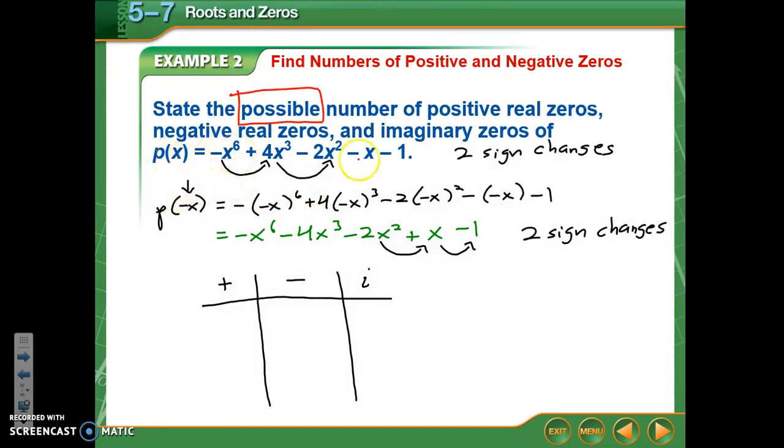So according to p of x, I have 2 sign changes. So according to Descartes' rule of signs, I'll have 2 positive real zeros, or it can be less than that by an even number. So I can have 2 or 0, right? I can't have -2 because I can't have a negative number of zeros. According to Descartes' rule of signs, for p of -x, I could have 2 negative real zeros or less than that by an even number.